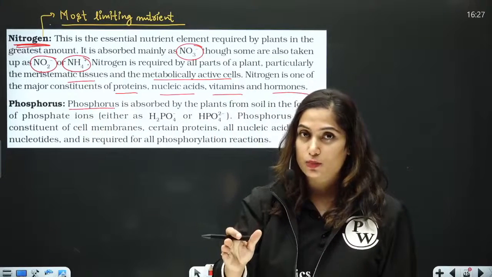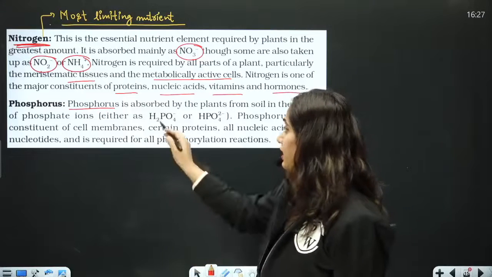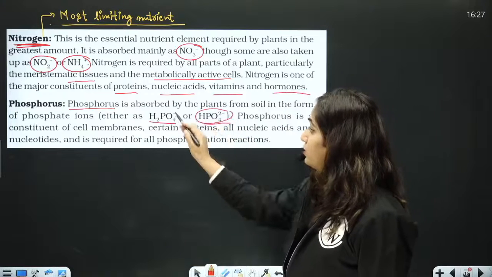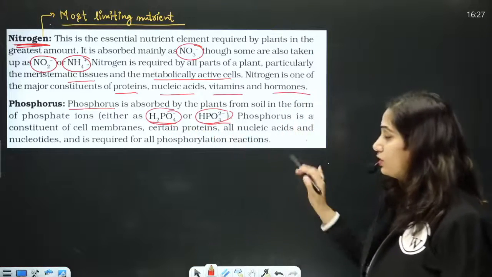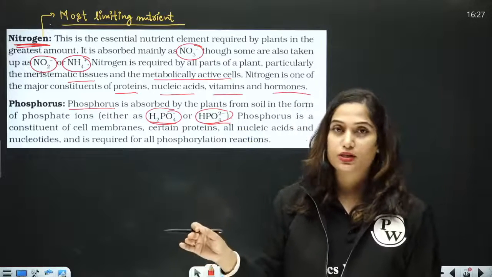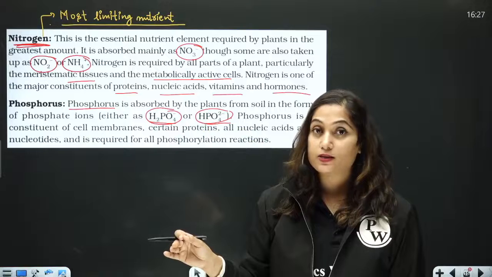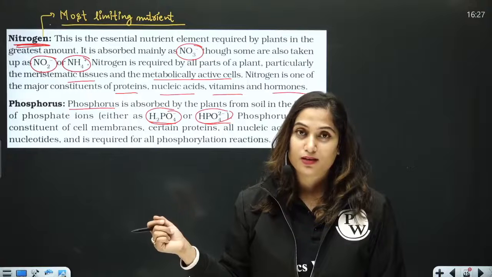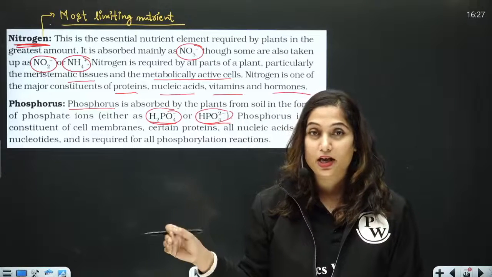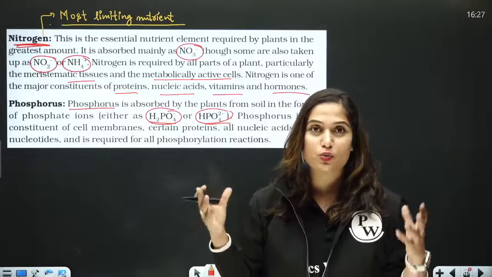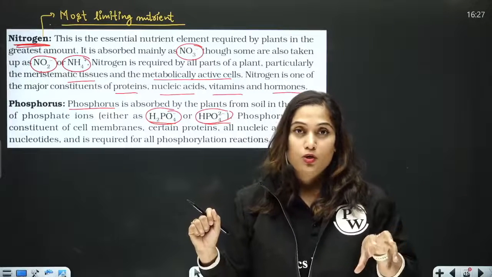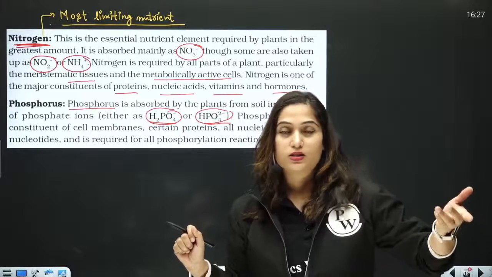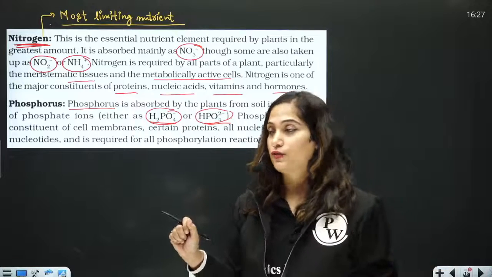Now let's go to phosphorus. Phosphorus is absorbed by the plant from the soil as H2PO4 negative or HPO4 2 negative. Important. Now, what are the important roles of phosphorus? Remember, the plasma membrane is bilipid in nature, so phosphorus is a constituent of the plasma membrane. Phosphorus is required in all phosphorylation reactions. What are phosphorylation reactions? You add phosphate to ADP, it becomes ATP. This is a phosphorylation reaction, and you need phosphorus for those kinds of reactions.